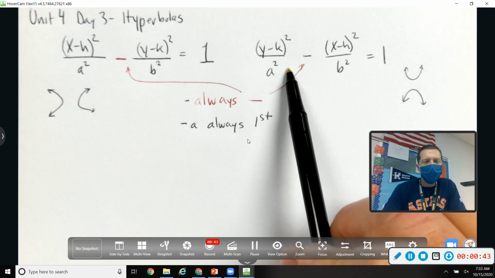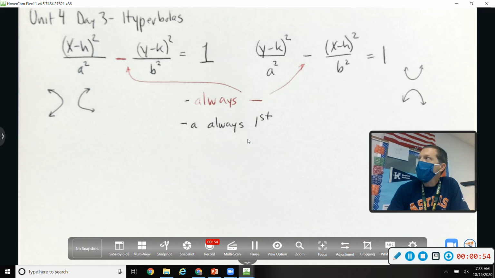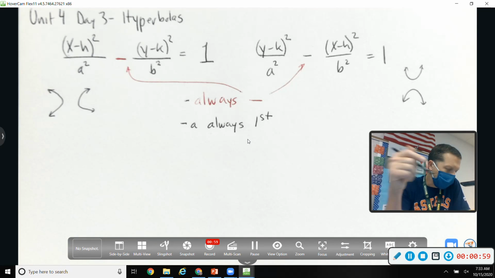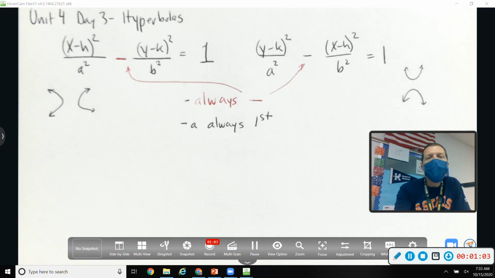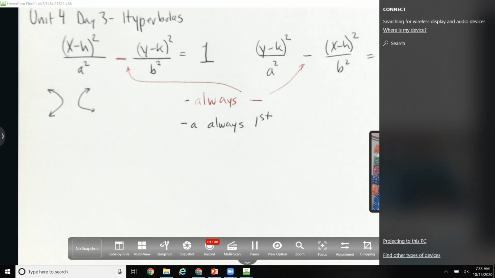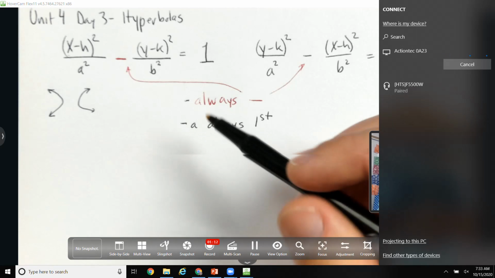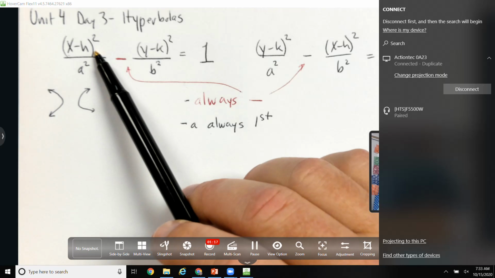For the A stuff and B stuff, the A is always first. It matters which one's first, but if you'll just remember to go A, whatever's under X, go that many in X, and whatever's under Y, go that many in Y, just like with an ellipse. And we'll talk about how that looks and what that means for the graph. But the first couple steps are the same for an ellipse and for a hyperbola.